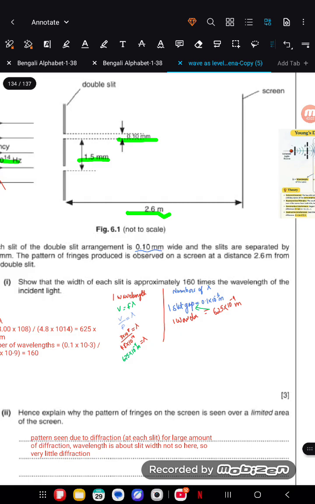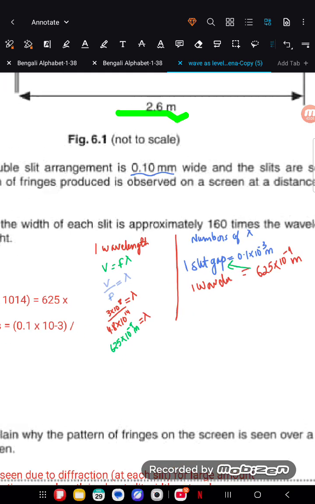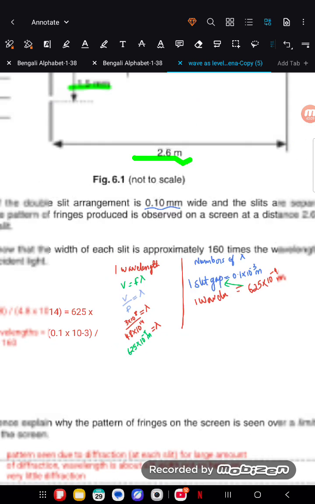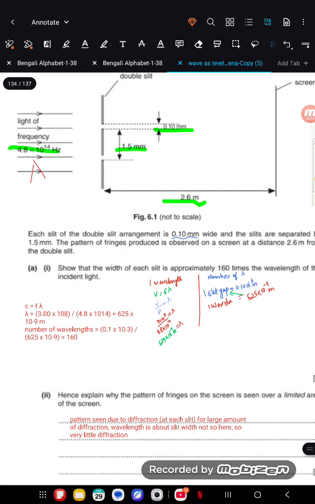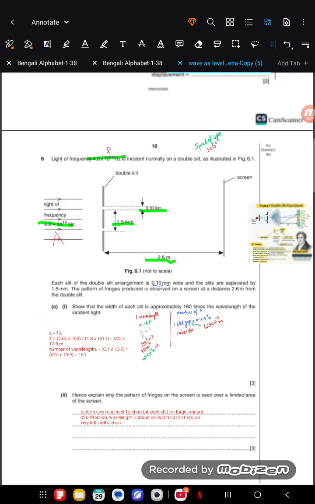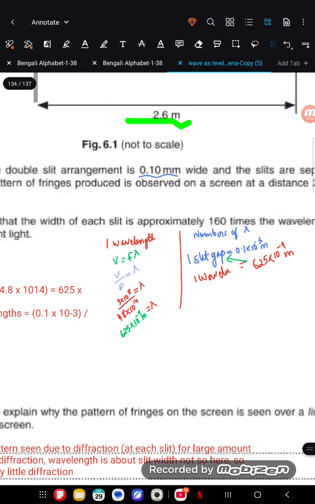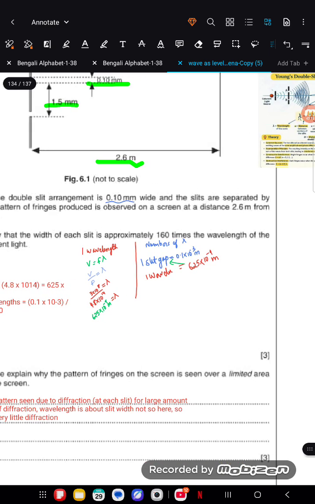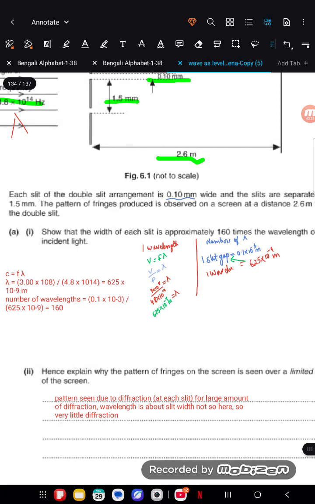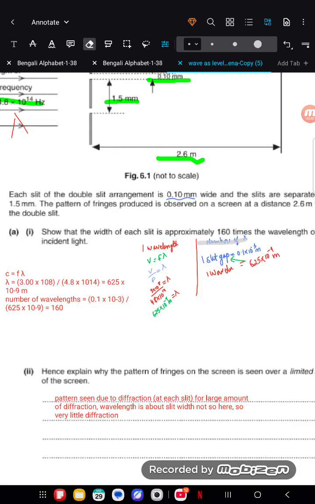So first let us find the wavelength. In order to find the wavelength, we can use this formula, because here the speed of light is given, and frequency is given. So here you can see the frequency 4.8 and this one. So by using this formula I got the wavelength. Now what is the width of each slit? In order to find the width of each slit, use this.